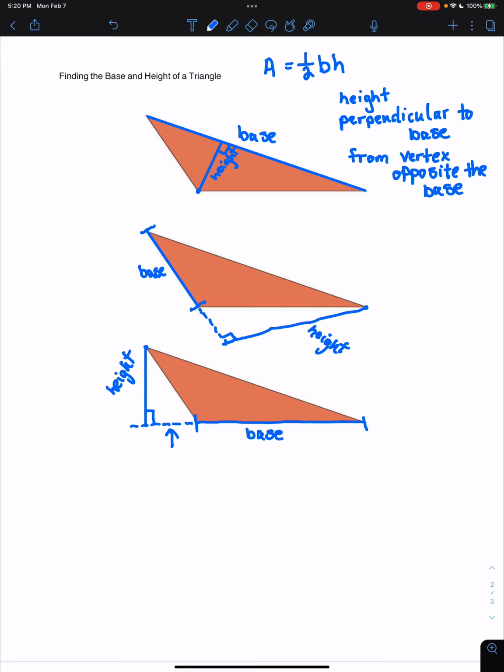So I hope this helps you identify the base and the height of a triangle.